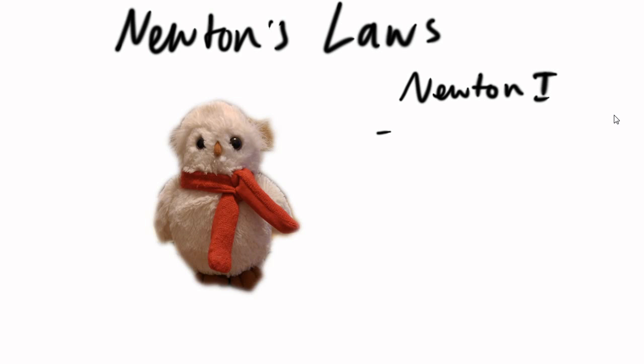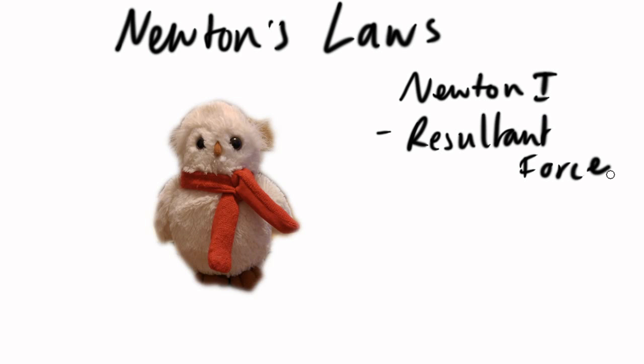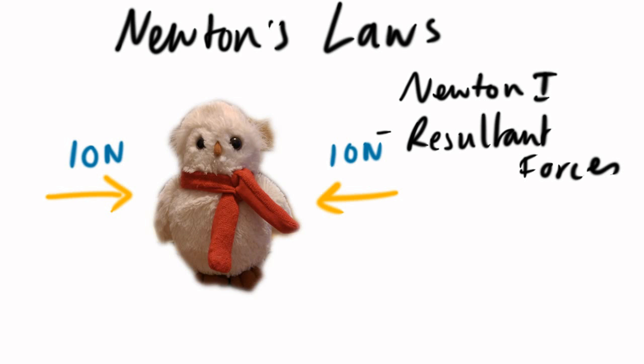Newton's first law is often called the law of resultant forces. You might have heard these called net forces before, but the word we're going to use is resultant forces. It's when we consider pairs of forces. So let's consider this pair of forces. We've got 10 newtons acting from the left and 10 newtons of force acting from the right. So overall we have a 0 newton resultant force.